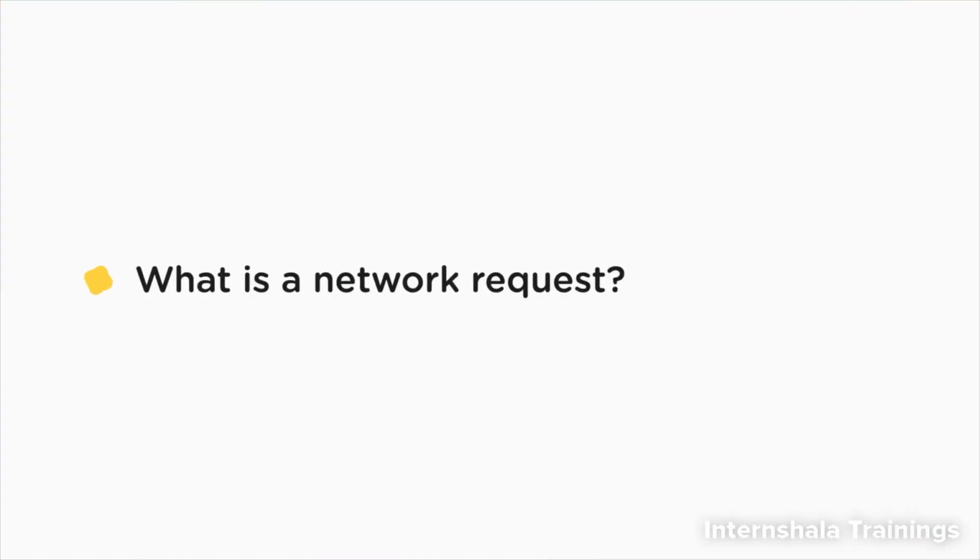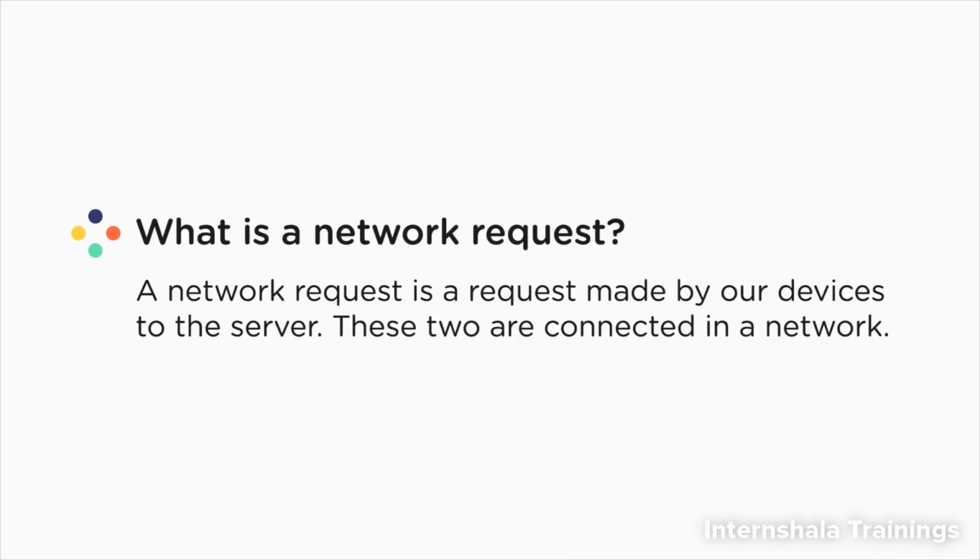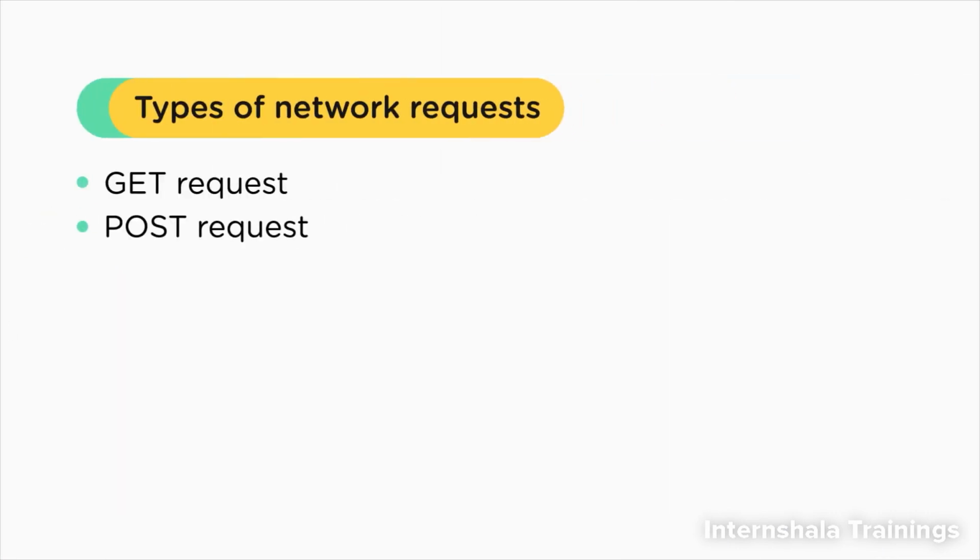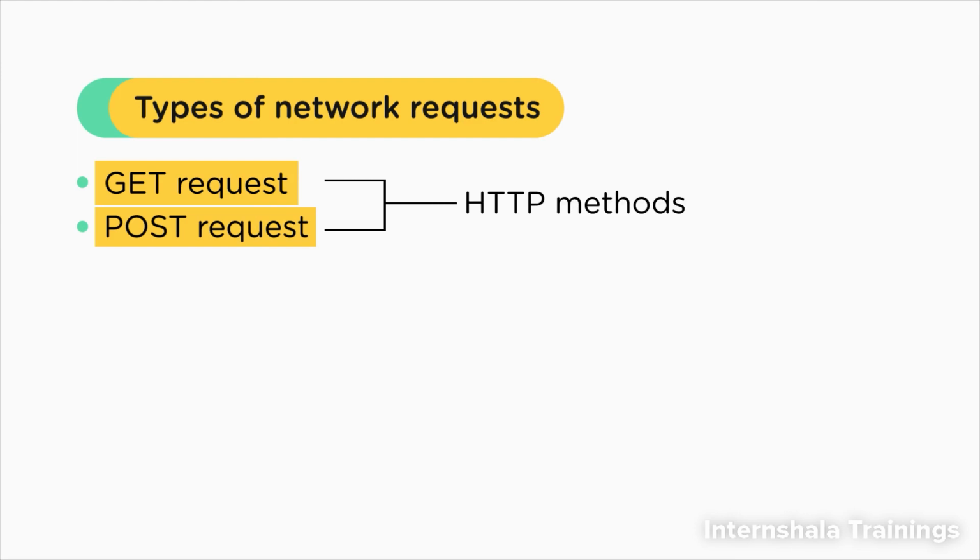So, a network request is a request made by our device to the server. These two are connected in a network. Now, there are various types of requests that can be made. But we will be looking at only two requests in this training. One is the GET request and the other is the POST request. These requests are also known as HTTP methods. So let's understand what HTTP is and then we will move to GET and POST requests.